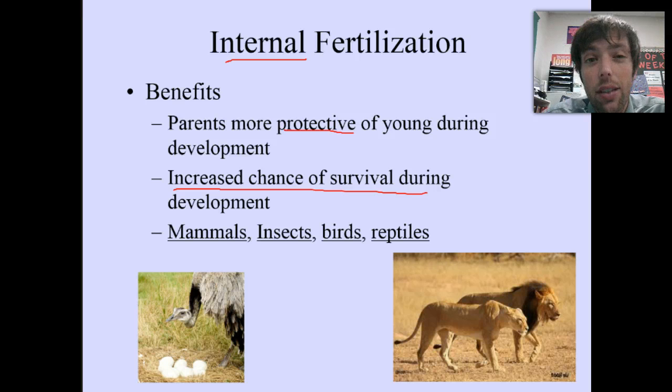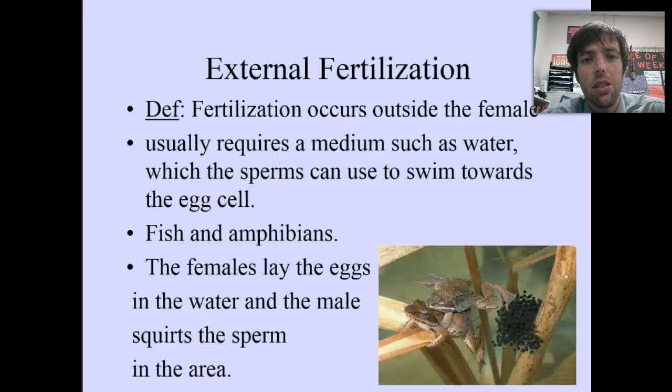And so I'm going to leave that excitement to you for that next project. But let's talk now about external fertilization. As you can guess, external means it occurs outside the female. And this usually means if it's occurring outside, you need water. That's the most common medium used to connect the sperm to swim towards that egg.